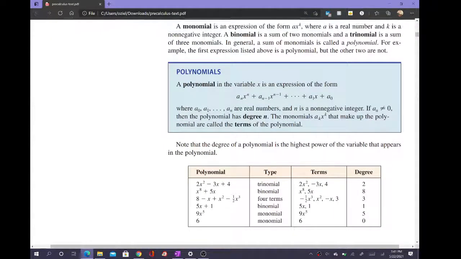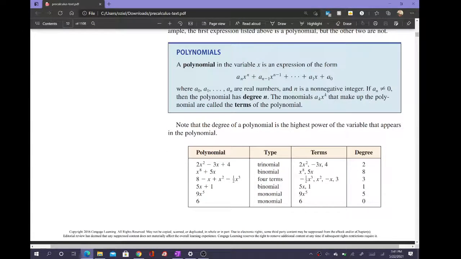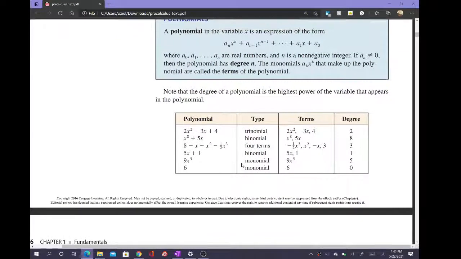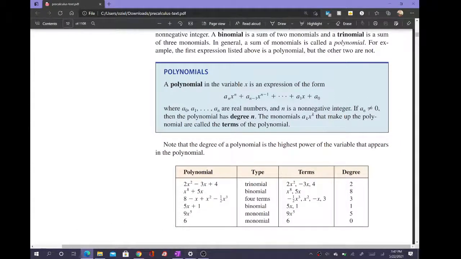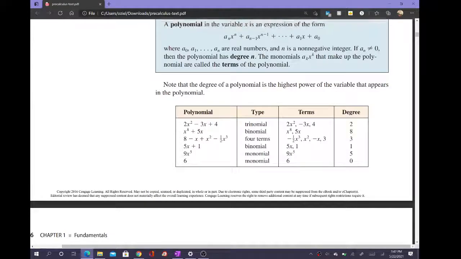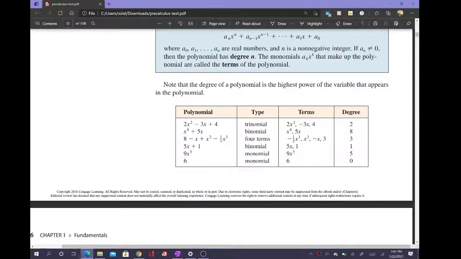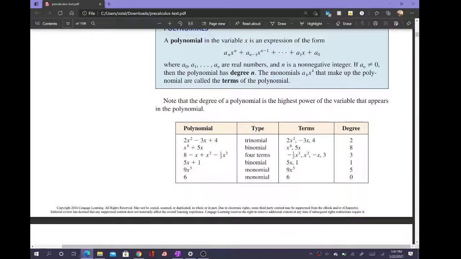So yeah, don't overthink this. It's not that complicated. It's just saying that it can be of any degree n, and it has to be of descending exponents or descending degrees. Now it says, note that the degree of the polynomial is the highest power of the variable that appears in the polynomial. So that's what I'm saying, is that it has to start with the highest degree.